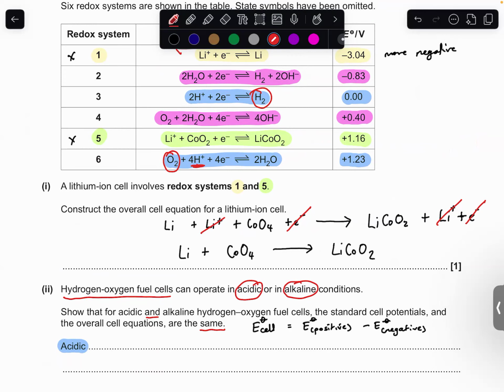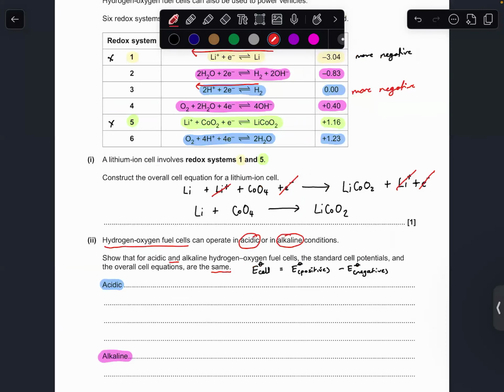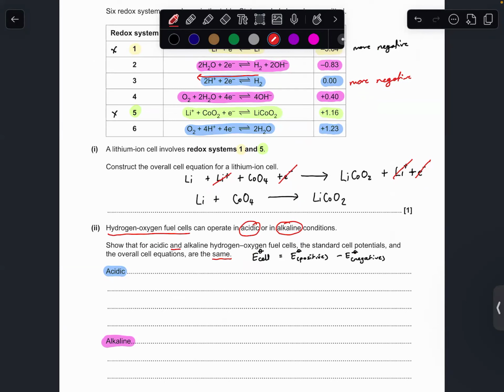Remember, whichever is the more negative one out of the two redox systems, we flip that, we make that equation go in reverse. So what we've got, this is more negative, so this will go in this direction. It was asking for the standard cell potentials and the overall cell equations being the same. So look at this. You've got H2, which goes on to give you 2H plus and 2 electrons.